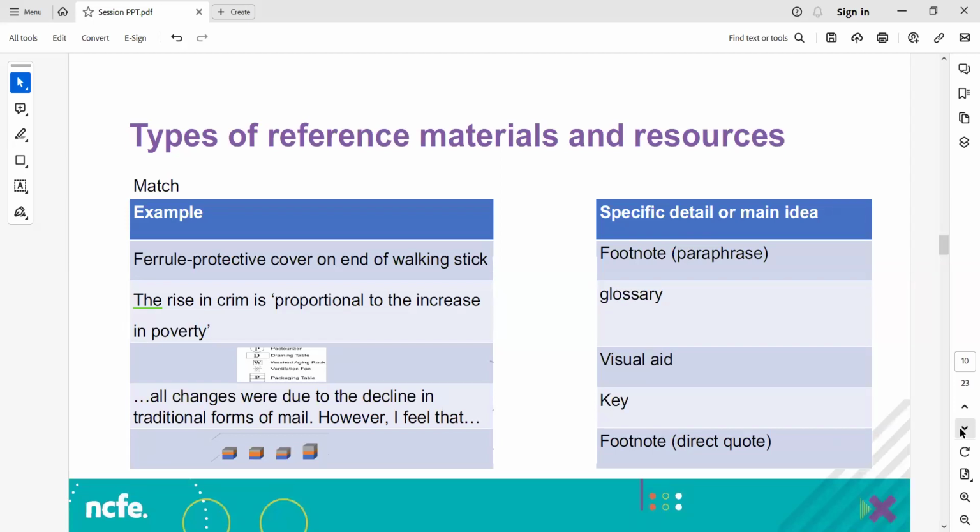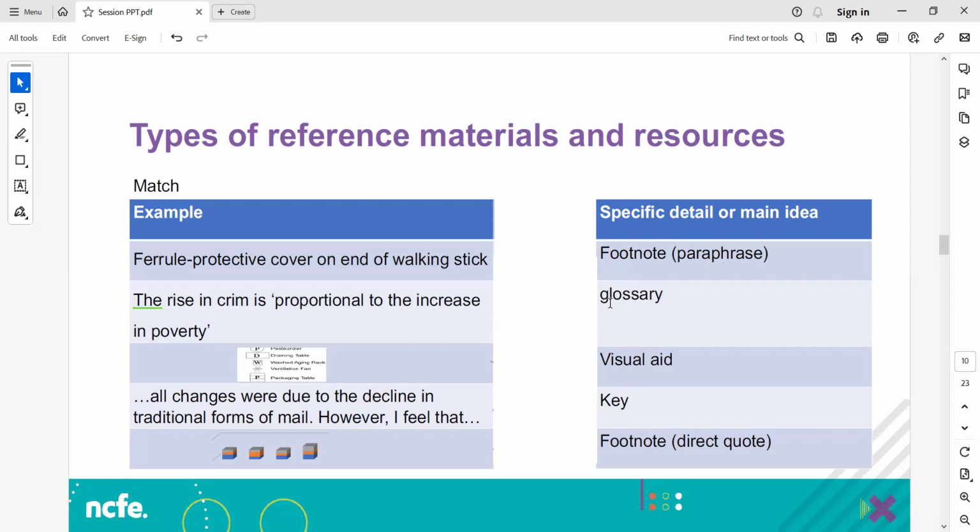So we've got some examples here of references and then an explanation of what that is. So, a glossary. So where would you find it, or what would you need to understand it? Okay. So, footnote, glossary, visual aid, key, or a footnote. All of these things I've just told you about are used to aid the reader's understanding.